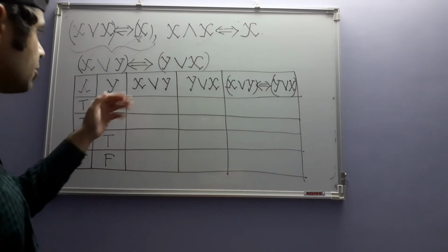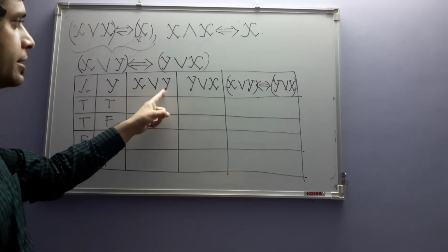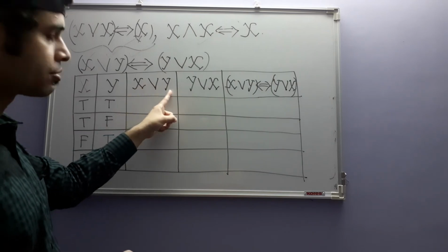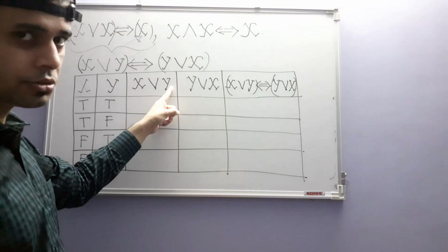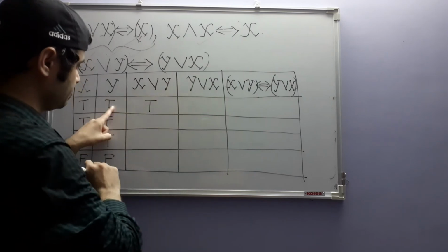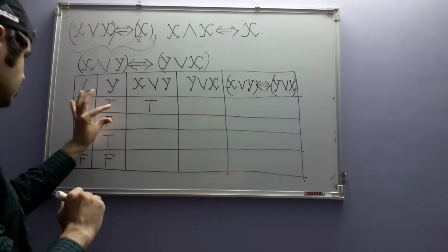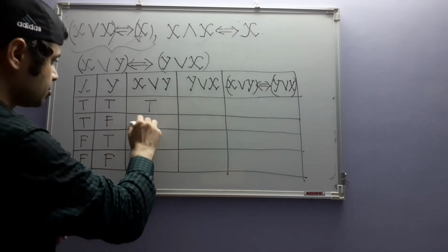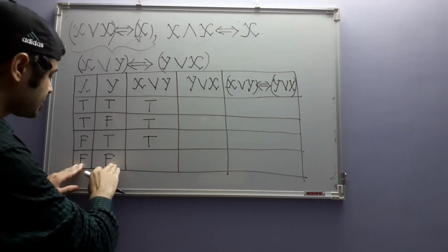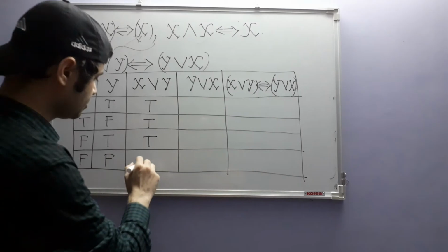Now let's look at these disjunctions. When is a disjunction true? When at least one of X or Y is true. That is, either X is true or Y is true or both are true. In this case, both are true, so this is true. In these two cases, at least one of them is true. In this case, X is true. In this case, Y is true. So disjunction is true. However, in the last case, both of them are false, and that is when disjunction fails to be true. It is false.